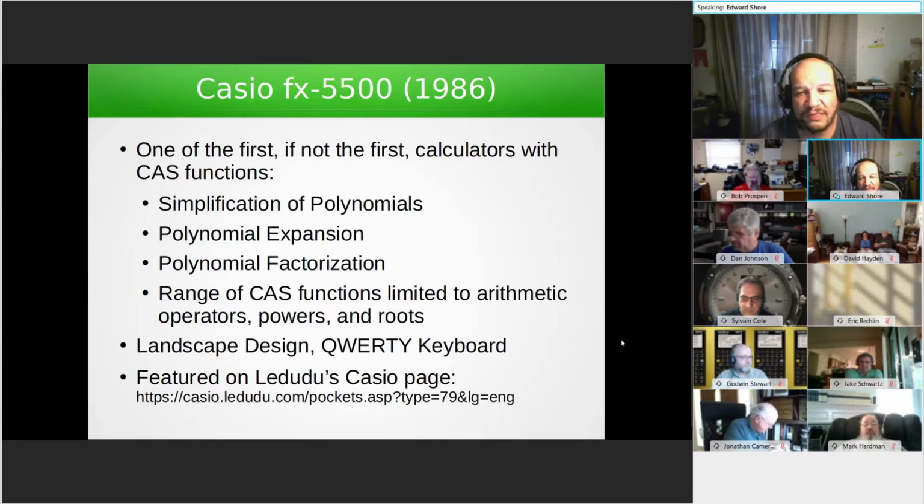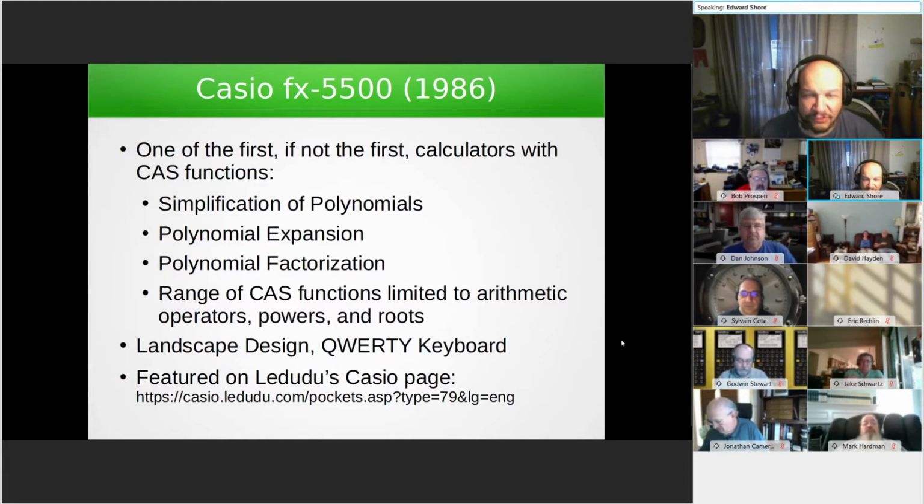What the 5500 offers is simplification of polynomials, expanding and factoring polynomials, and a range of CAS functions, but it only works on expressions with arithmetic operators, powers, and roots. Nothing on trig identities, logarithmic or exponential identities, no advanced calculus as of yet. So this is basically the ground floor of CAS operated calculators.